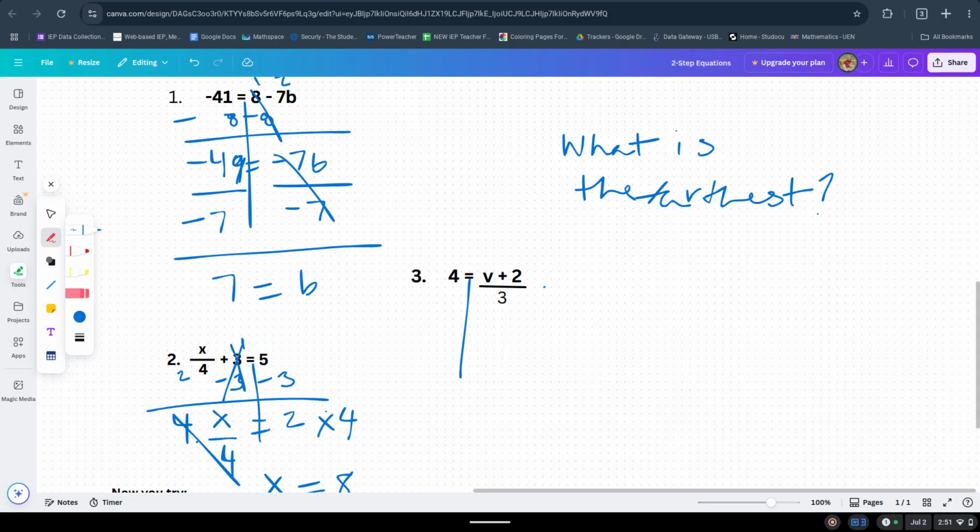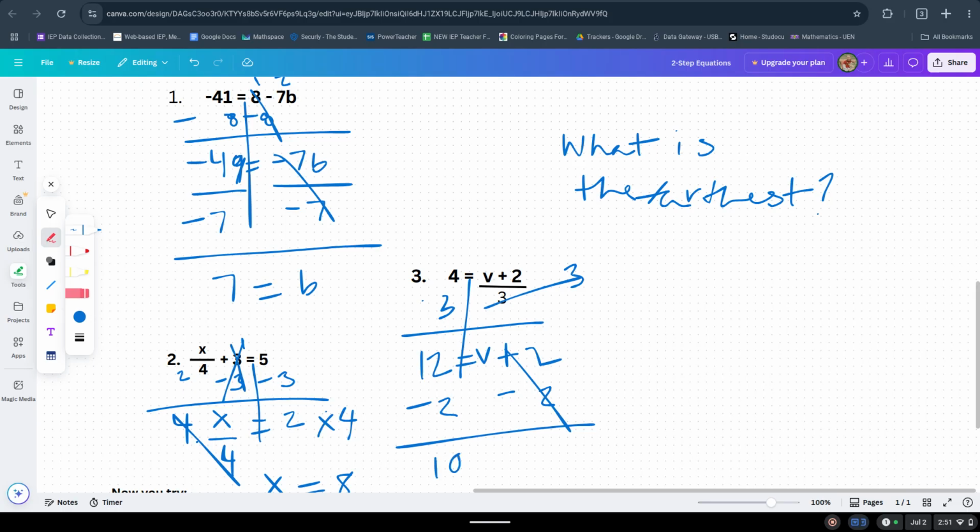So times by 3. Times by 3, that is equal to 12. That cancels, and we drop what we got, b plus 2, and then we look at what's left. We have the 2, we want to minus it, and then we now get 10 is equal to b. Awesome.